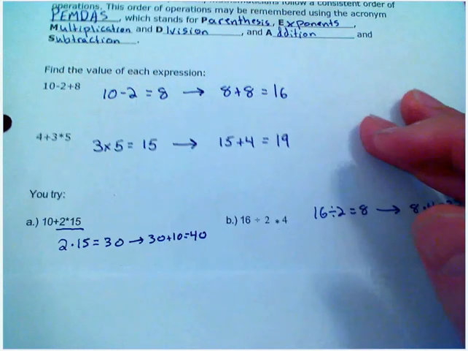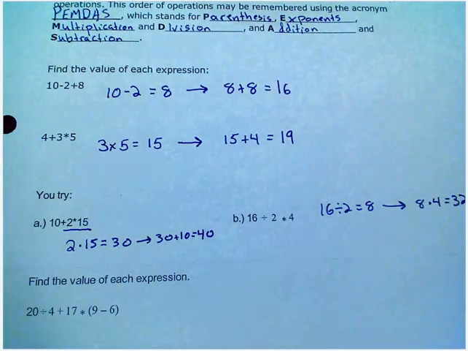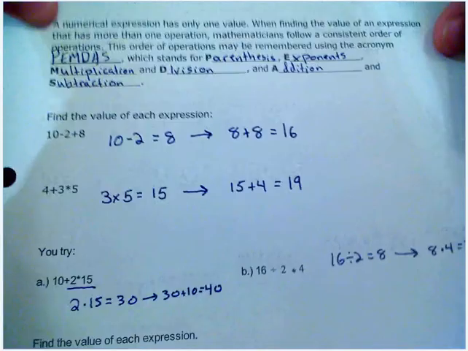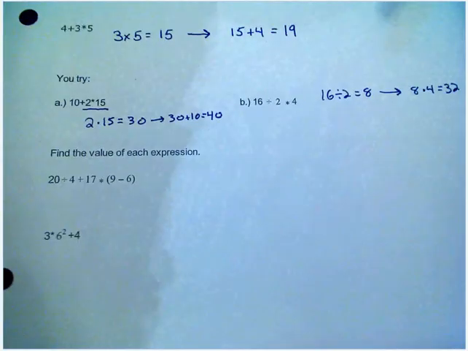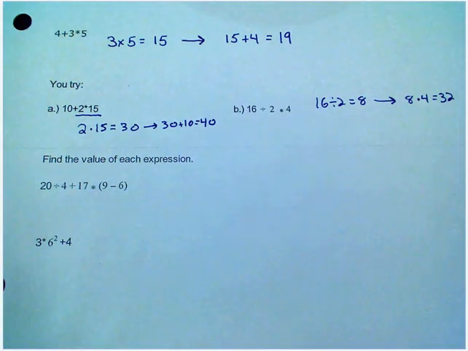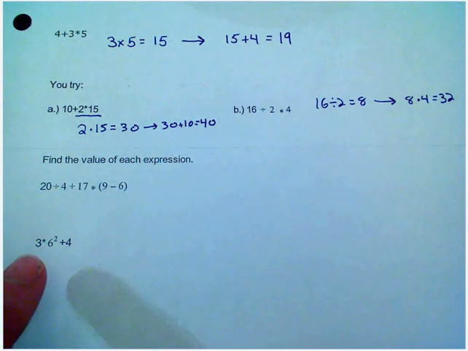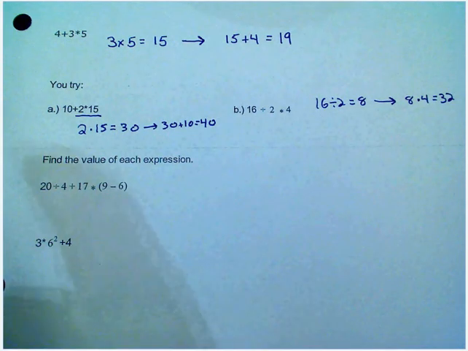So now I want you to continue to try working with the two problems that we have down at the bottom, which are 20 divided by 4 plus 17 times (9 minus 6), and 3 times 6 squared plus 4. Pause the video right now, go through these two problems, and when you're done, press play.